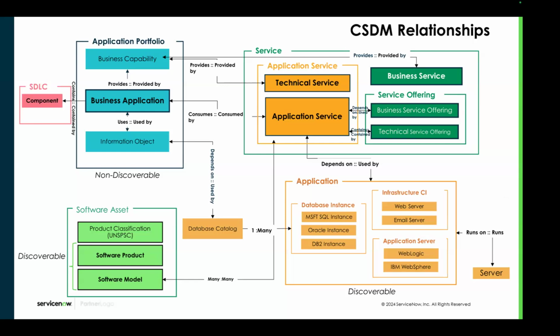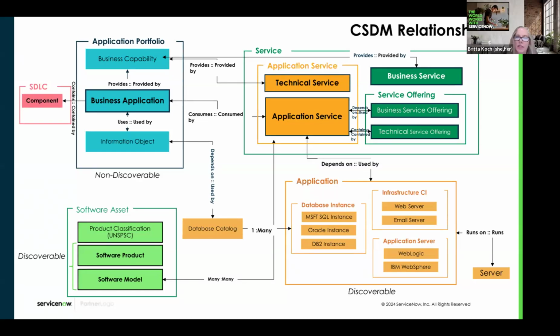But for CSDM, we call them logical CIs, and when you populate data, for example an application service, you go to the record and select what their business application is and what their service offering is. When you select them, the relationship will be automatically mapped by ServiceNow. You don't need to define which application type; ServiceNow has already done it for you.